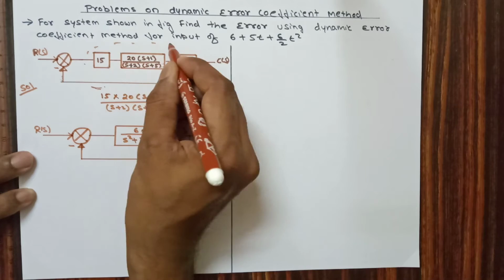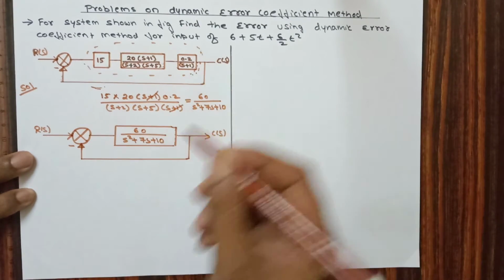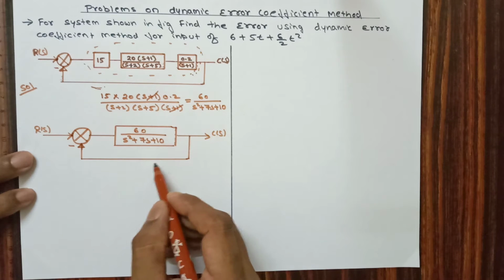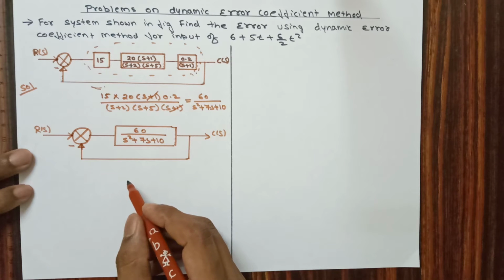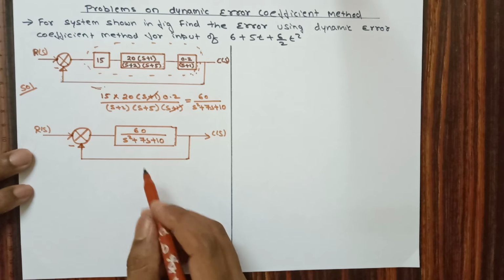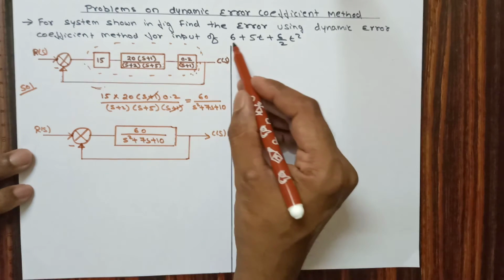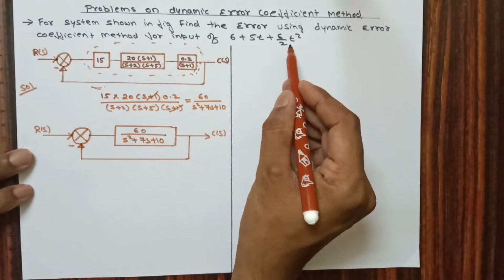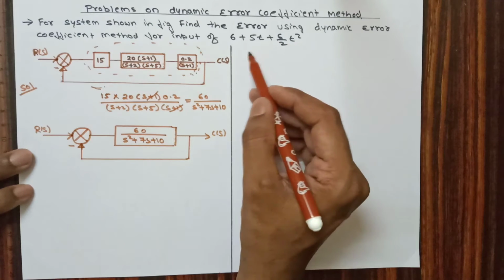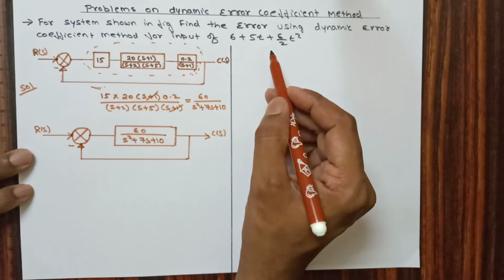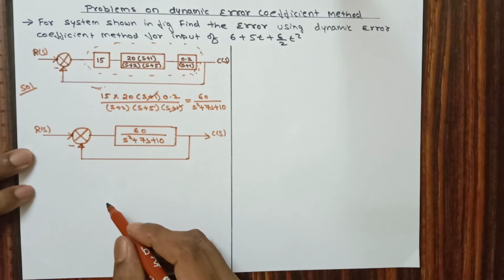By cascading these 3 blocks, we got the value of G of s, and you can see here H of s value is 1. So in this problem we need G of s and H of s. We'll substitute this further. You can see in the problem he has given the input value 6 plus 5t plus 6 by 2 t square. By considering this input, we will write the dynamic error formula.